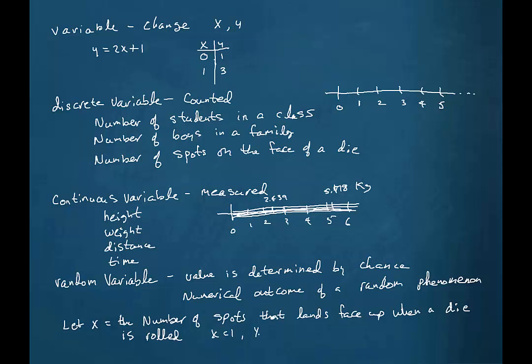X could take on the value 1, x could take on the value 2, x could be 3, x could be 4, x could be 5, or x could be 6. And then each one of these values of the random variable would have an associated probability. The probability that x is equal to 1 would be 1/6 for a balanced die. Same thing for the probability that x is equal to 2. That probability would be 1/6, and on out until we get to the probability that x is equal to 6, which would also be 1/6.